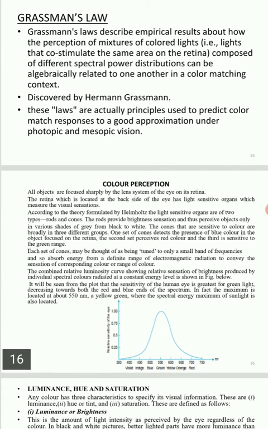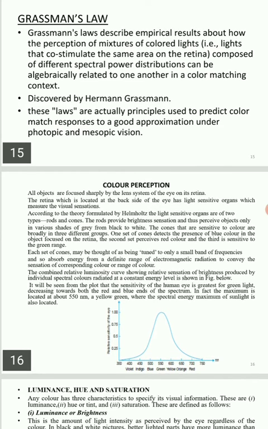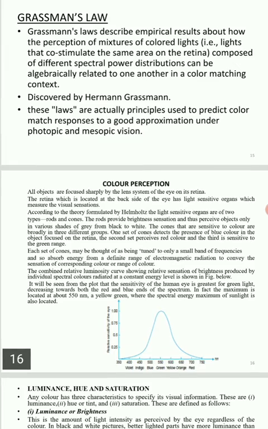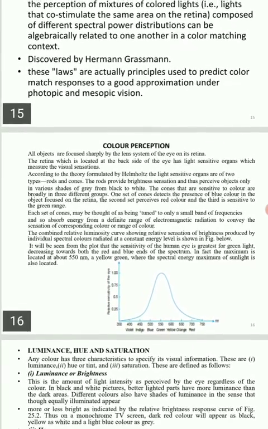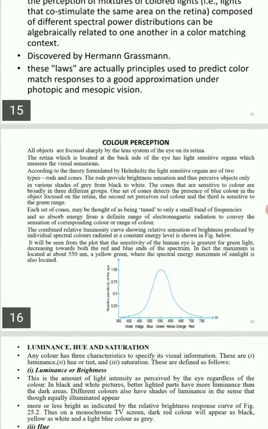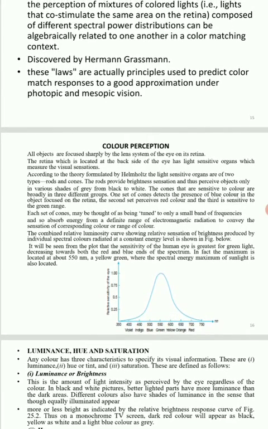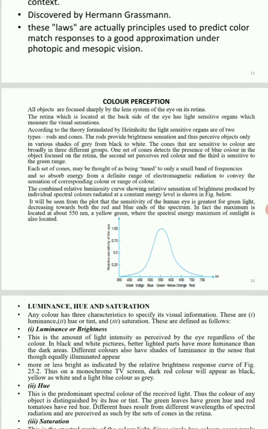Each set of cones may be thought of as being tuned to only a small band of frequencies, so that it absorbs the energy from a definite range of electromagnetic radiations to convey the sensation of the corresponding color. The combined relative luminosity curve shows the relative sensation of brightness produced by the individual spectral radiations at a constant energy level, as you can see here in the diagram.